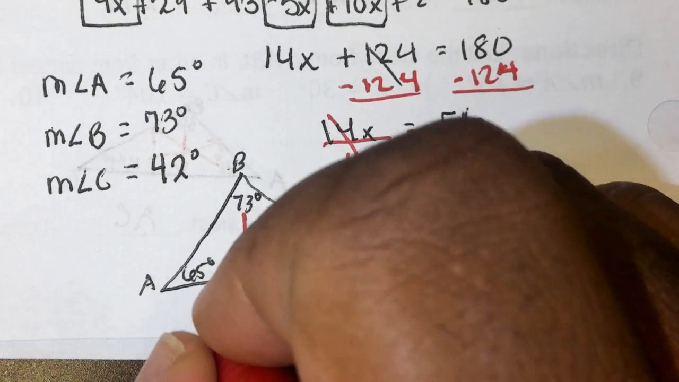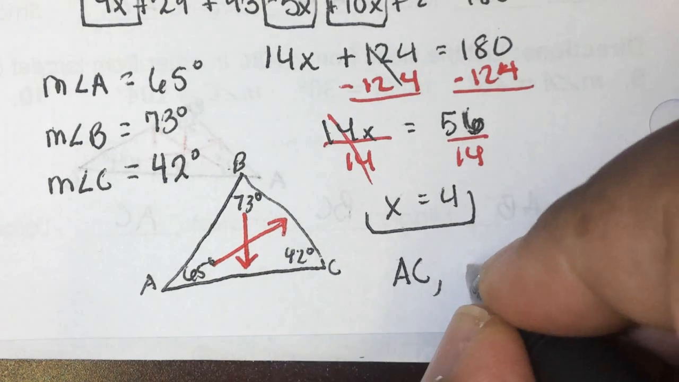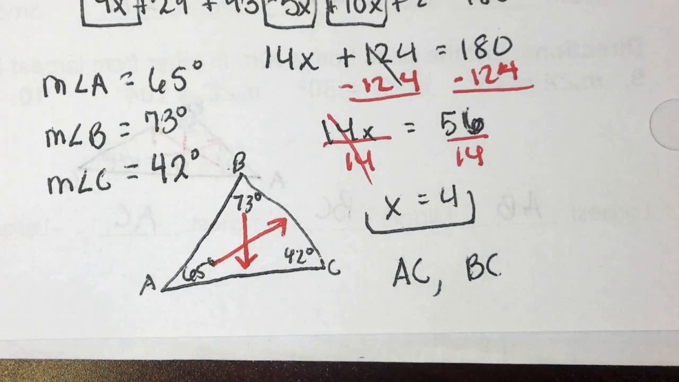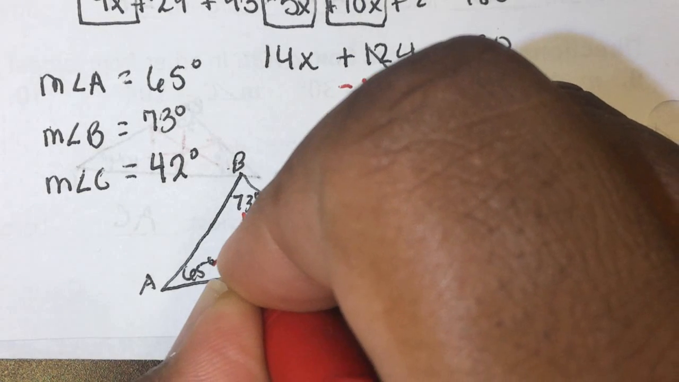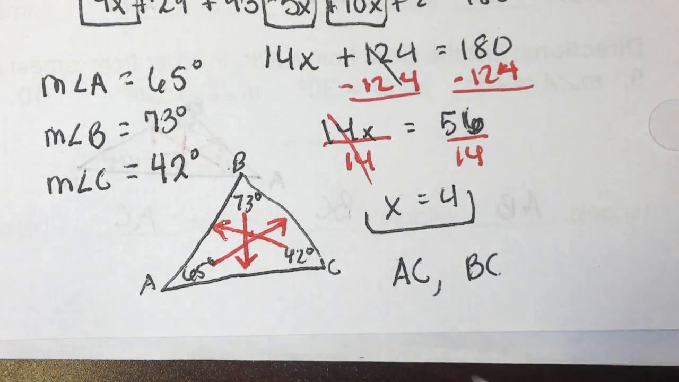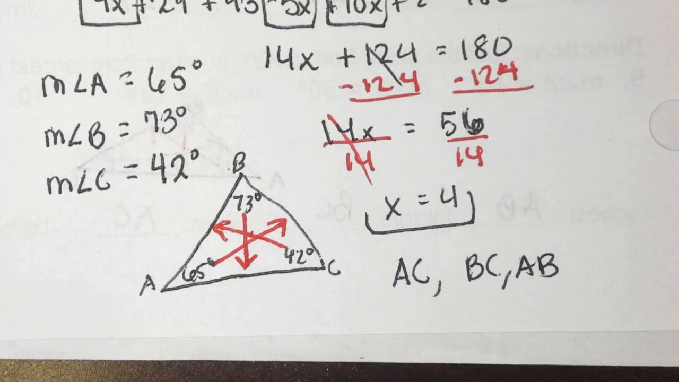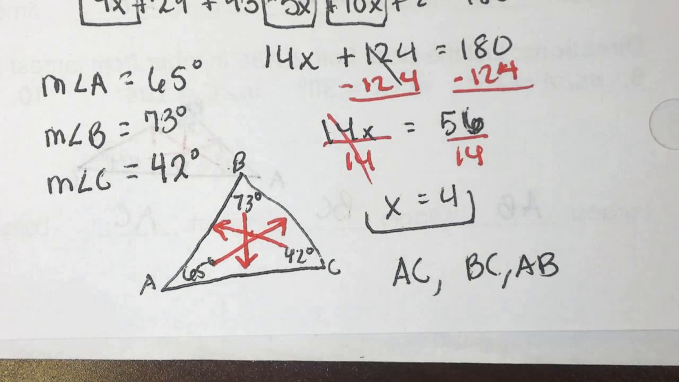Middle was 65, so the middle side would be BC. And then my smallest angle was 42 degrees, so the smallest side would be AB. Yeah, so that's how you handle that when you got two of them on your practice sheet too.